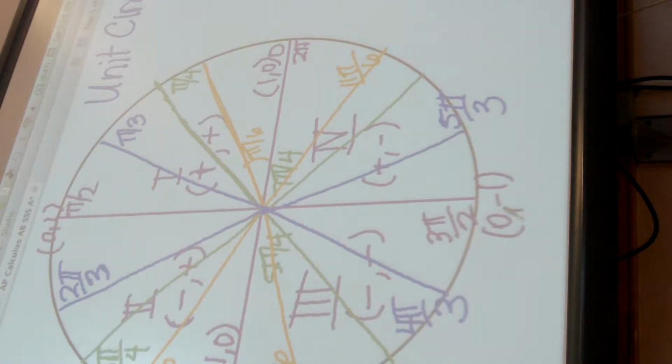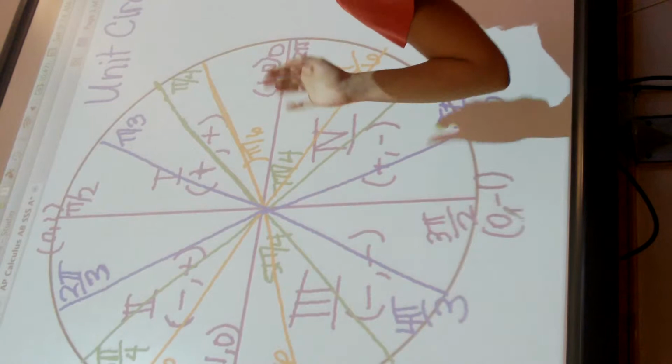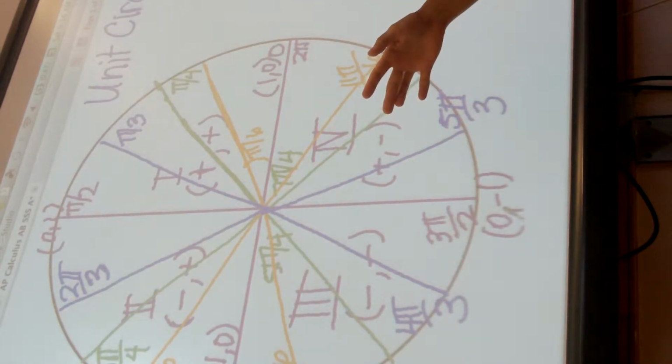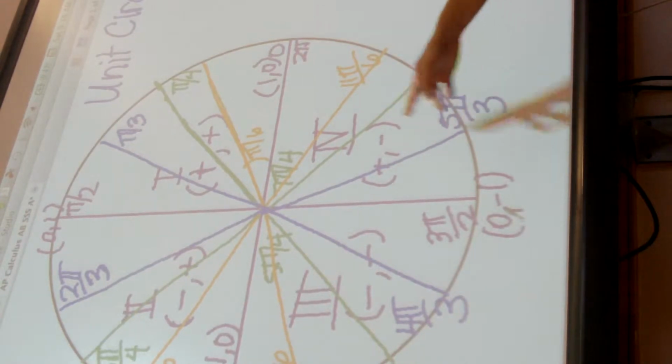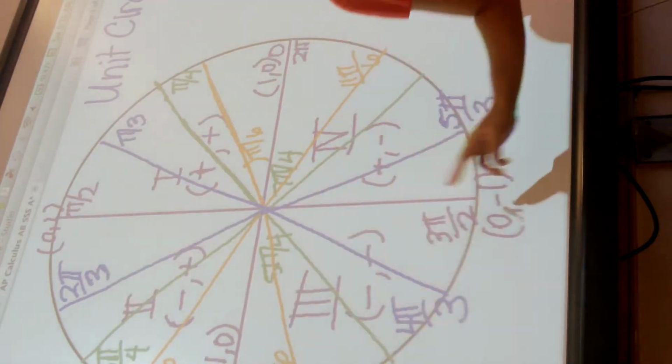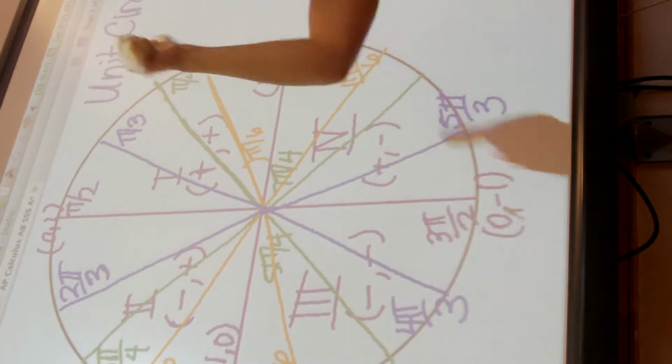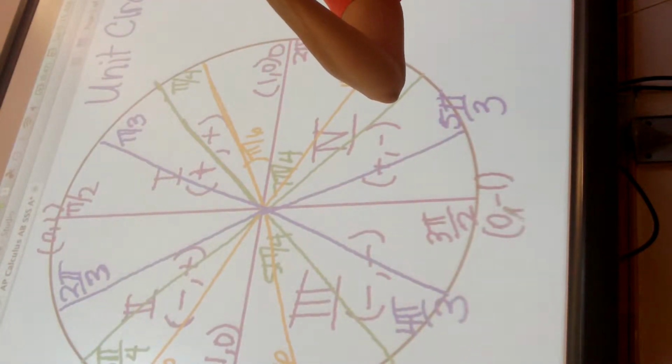Okay? If you can remember these 4 points, this will solve most of your trig problems on the AP Calc exam. Most of them are using these 4 angles. Okay, you need to know them. X represents what? Do we remember?